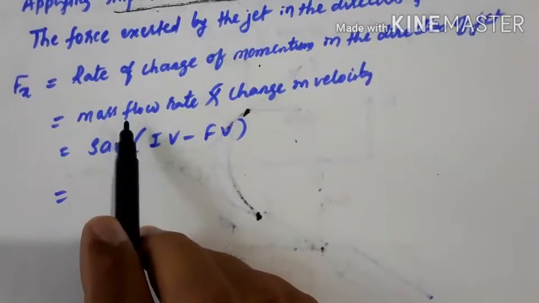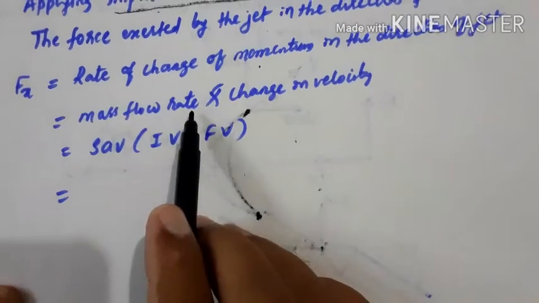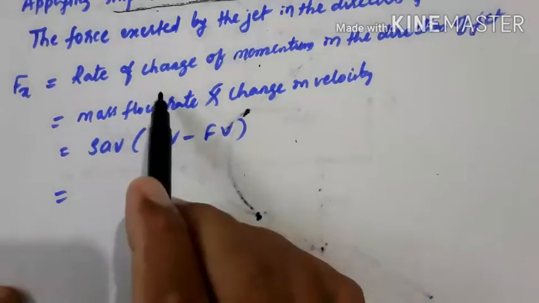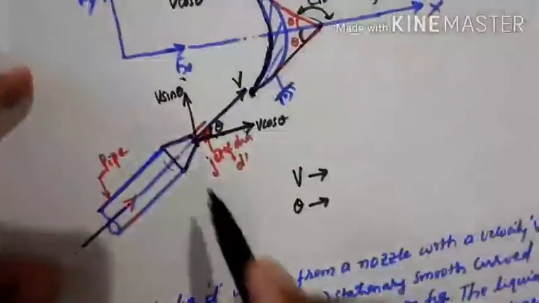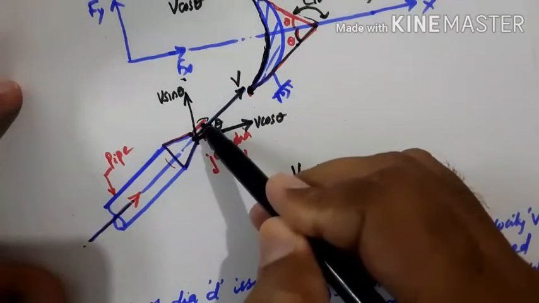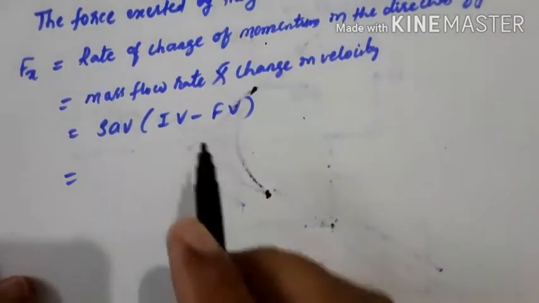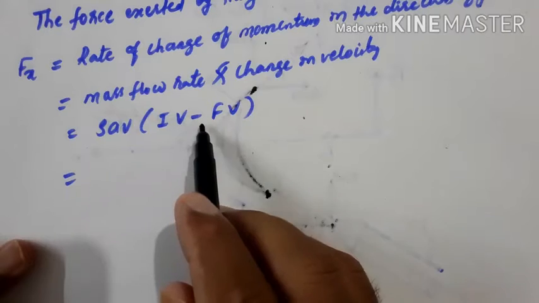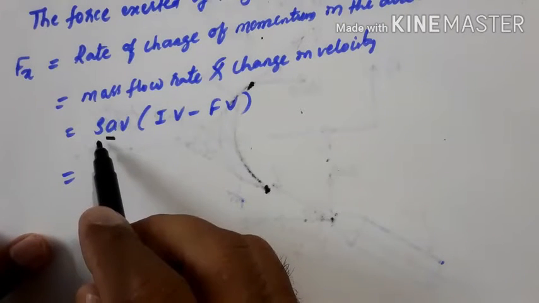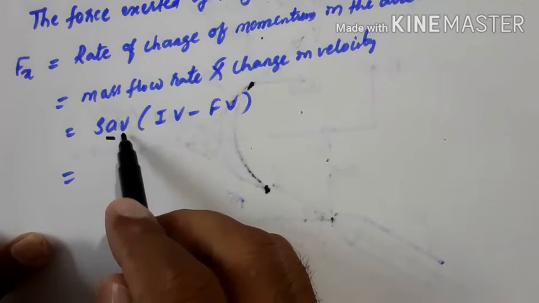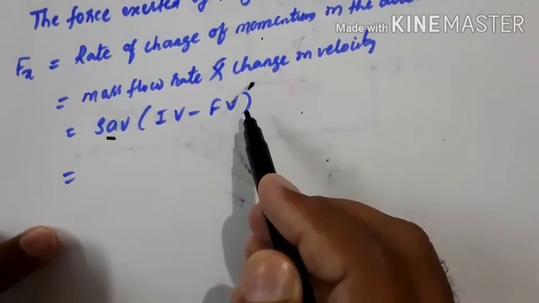Okay, then what is the momentum? That is mass into velocity. Since we are taking it with respect to time, it becomes mass flow rate into change in velocity. The mass of fluid coming out of the nozzle remains the same. Only the velocity changes, so that can be taken as initial velocity minus final velocity. This mass flow rate is rho a v, where rho is the density of the liquid, a is the area of the jet, and v is the velocity of the jet, into initial velocity minus final velocity.